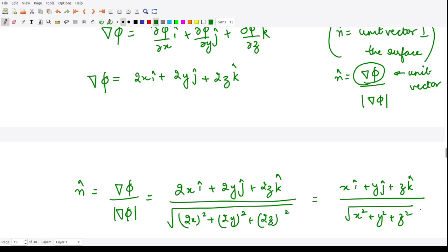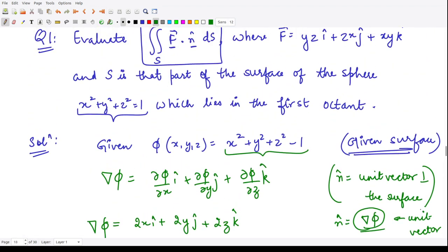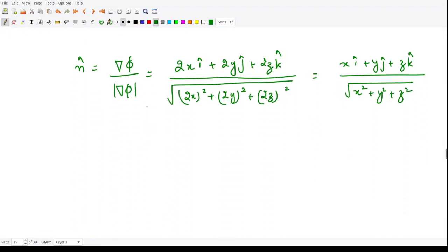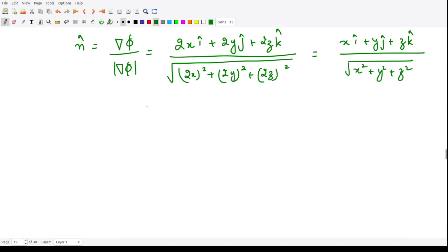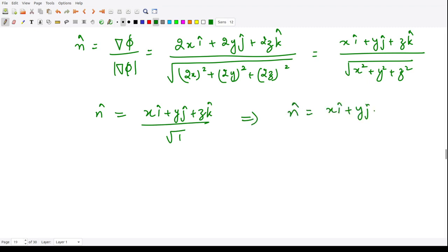Now notice what our given surface is. The given surface is x square plus y square plus z square is equal to 1. So that means the quantity x square plus y square plus z square is equal to 1. Therefore, this n vector becomes x i cap plus y j cap plus z k cap divided by square root of 1. So this implies the n vector is x i cap plus y j cap plus z k cap. So this is our n unit vector.